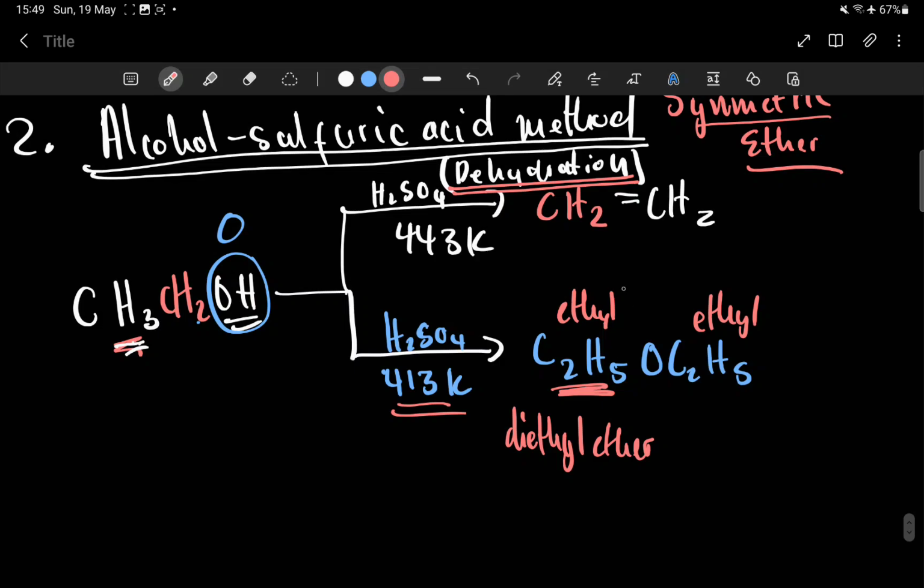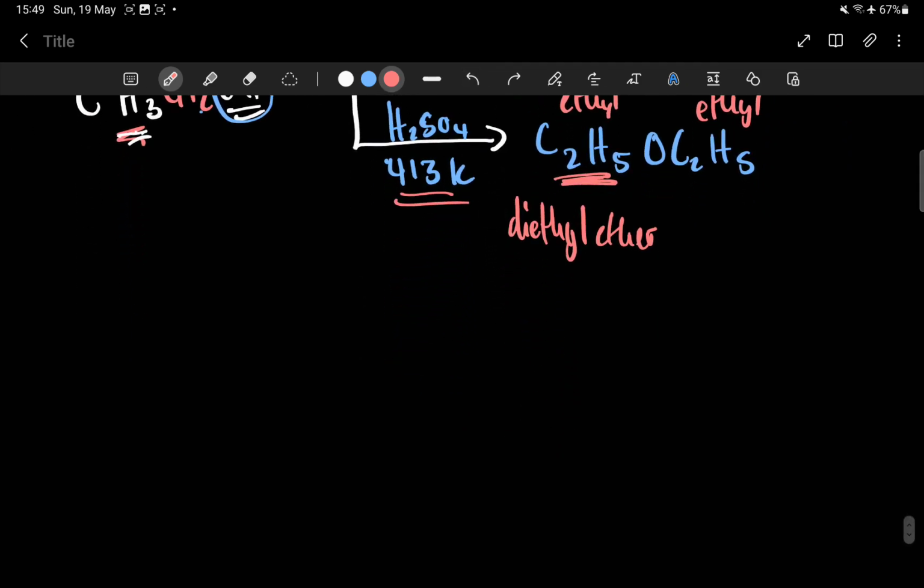It says symmetric. That means the left side is the same as the right side of your oxygen, right? That's what happens if you take an alcohol and react it with sulfuric acid. And we are done. These are the two ways to make ethers. Now, the last thing which you want to know is the preparation of aryl ethers. Aryl ethers, okay, which means an ether on a benzene ring.